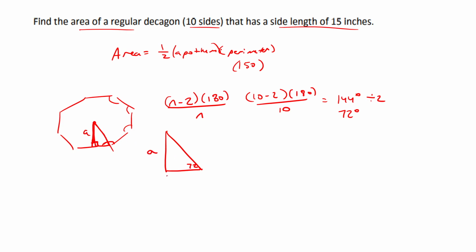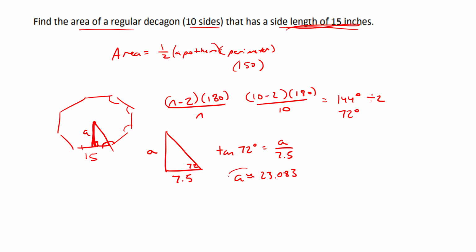I need to know at least one side of this thing, and that is where this is helpful again. I know the side length is 15. But again, when I draw this line, I cut that in half. Okay, so this is 7.5. Oh, well, now I could just use tangent. So tan of 72 would equal the apothem divided by 7.5. And I can punch that in my calculator. Tan of 72, and I end up with 23.083.